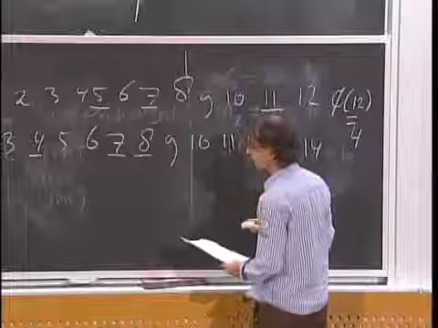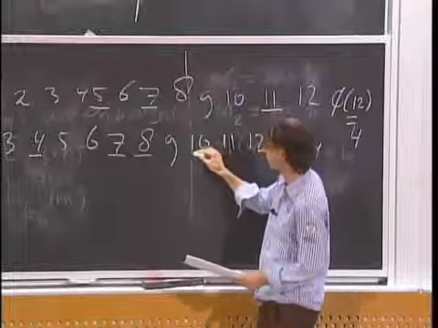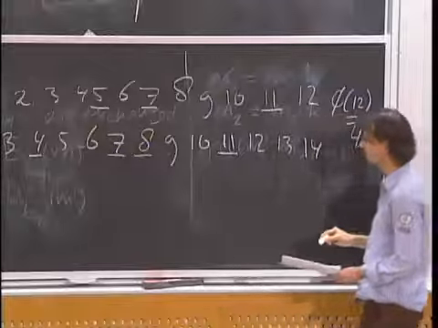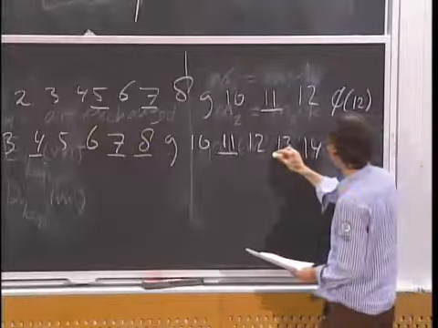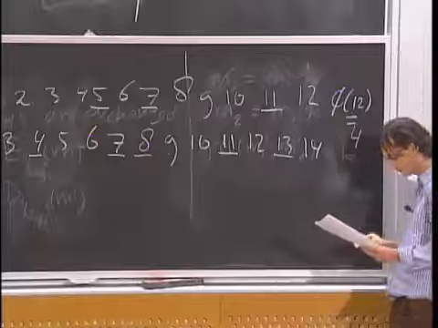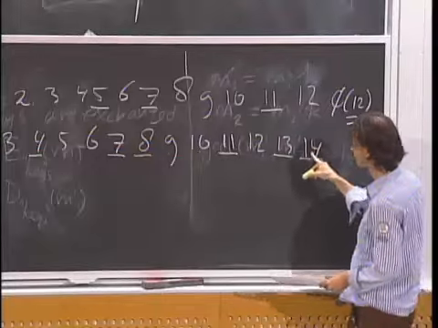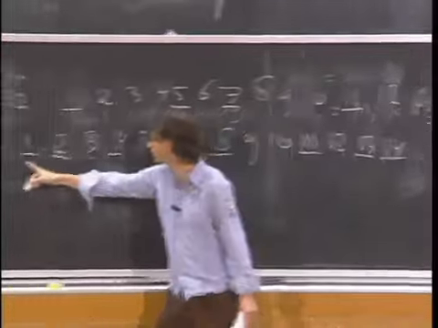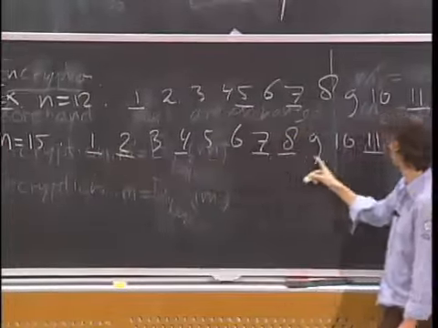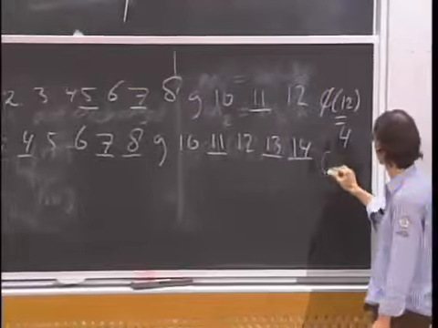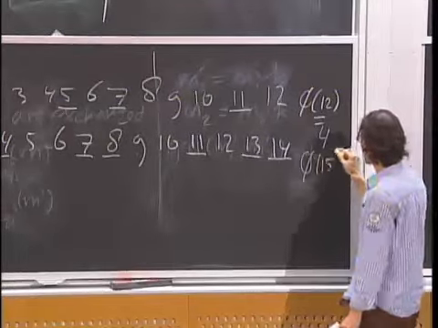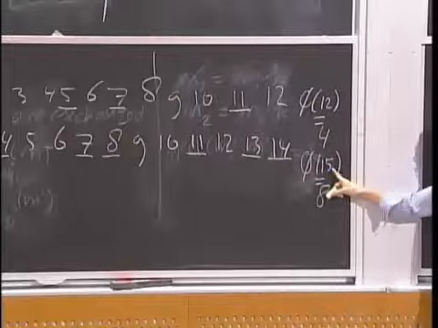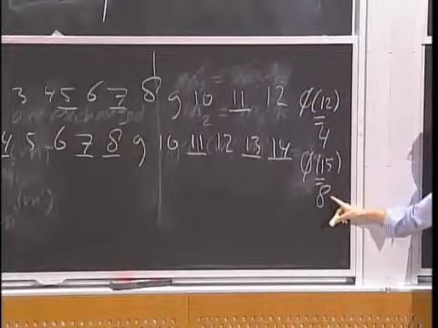9 and 10 are not, this one is divisible by 5, that one by 3. 11 is again relatively prime. And then we have 13, relatively prime as well. And 14 as well, because this is 2 times 7, and 15 is 3 times 5. So how many do we see now? 1, 2, 3, 4, 5, 6, 7, 8. So the Euler totient function evaluated at 15 is actually equal to 8.